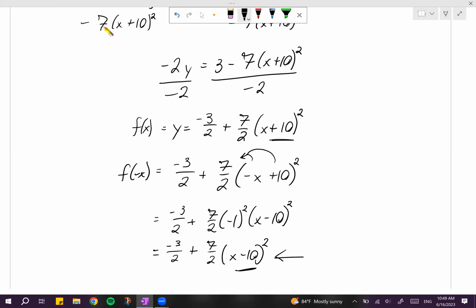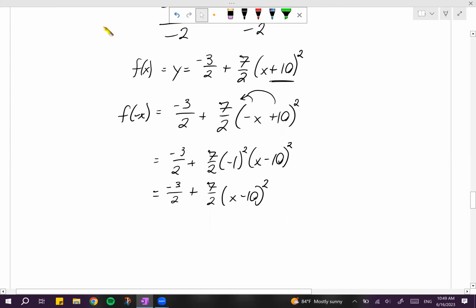So this is not equal to negative f of x, and it's not equal to f of x. So it's not even and it's not odd. So it's not symmetric about the y-axis and it's not symmetric about the origin. So let's try and graph it and see if it's symmetric about the x-axis.